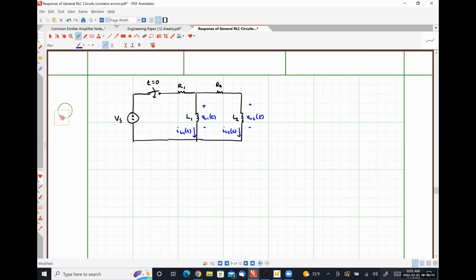And our goal here will be to get a differential equation of the form, the second derivative of IL1 plus B times the first derivative of IL1 plus C times IL1 is equal to some constant value K, or the second derivative of IL2 plus B times the first derivative of IL2 plus C times IL2 is equal to some constant value.